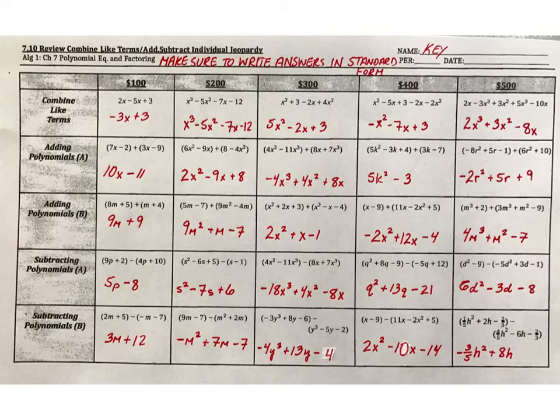So for 7.10 review, this first question, for example, is asking you to add or combine the like terms. So all you have to do is see these two terms, 2x minus 5x, are like terms. So 2 minus 5 is negative 3x. There is no other term that you can combine the 3 with. So 3 would be as it is.